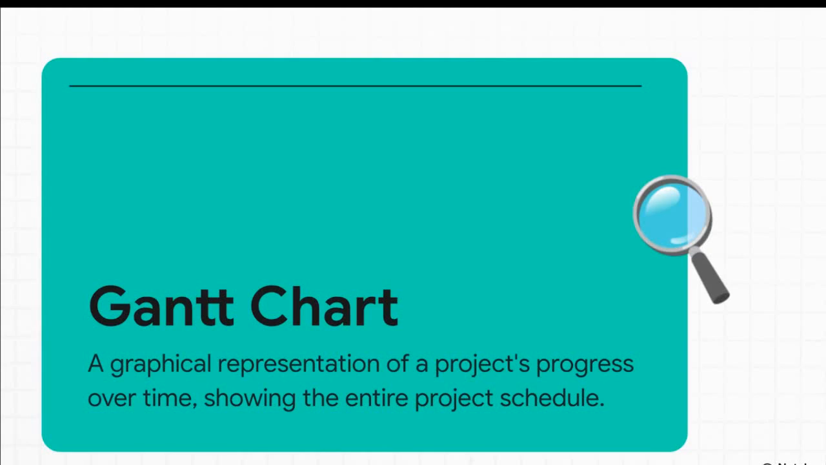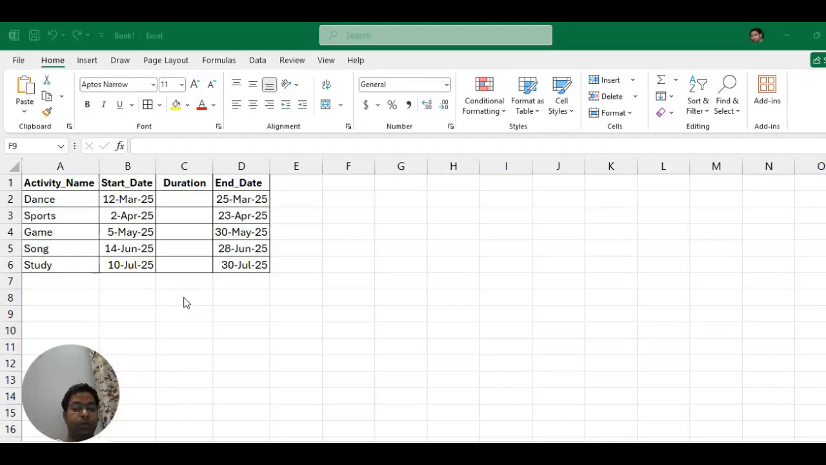Okay, so what exactly is a Gantt chart? Honestly, just think of it like a super clear visual timeline for your project. Down the side, you list all your tasks. Then, stretching across the top, you've got time. And that's it. That simple layout gives you this incredible bird's eye view of your entire project, from the very beginning to the very end. So today we will learn how to create a Gantt chart.